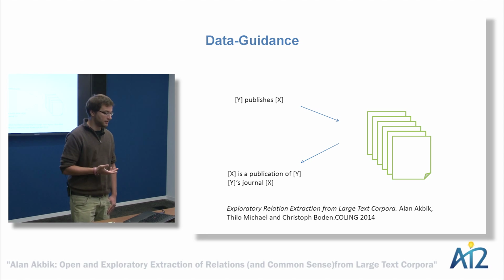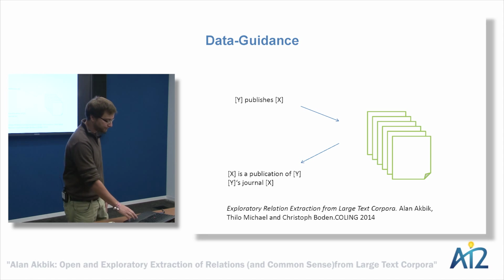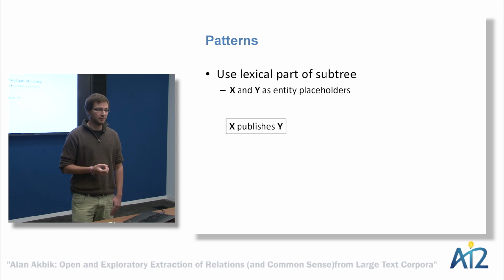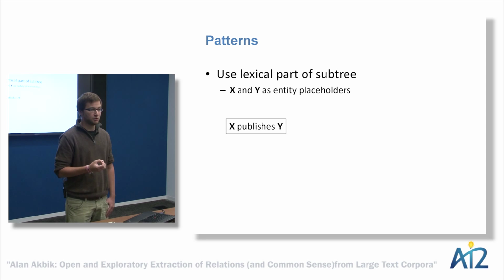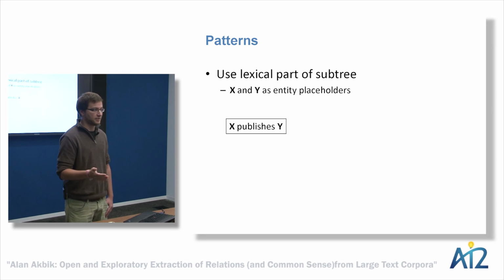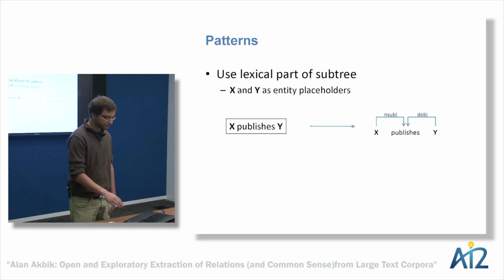So yeah, this notion of data guidance. We presented this work this year at COLING. And what we also did was simplify the approach a little bit. Because in the end, if you're only looking for relations between two entities, then you can do away with the whole example sentence thing. You can just fix the placeholders. X and Y are always the placeholders for entities, right? So instead of entering an example sentence, I just enter X publishes Y. That goes to a subtree.